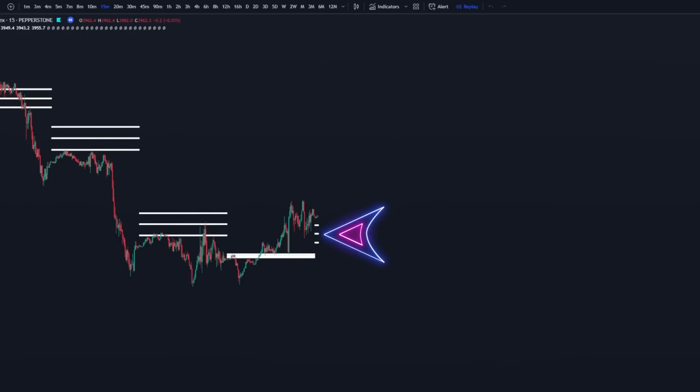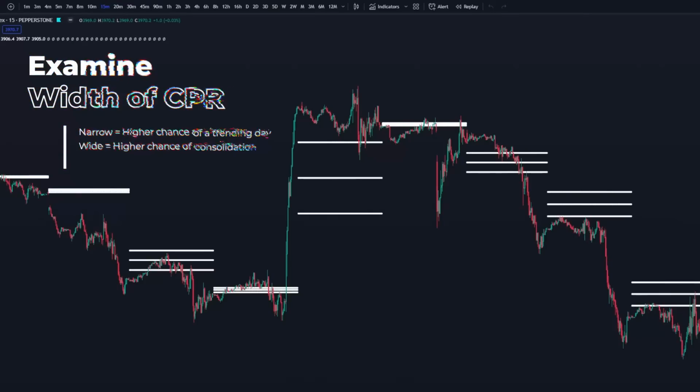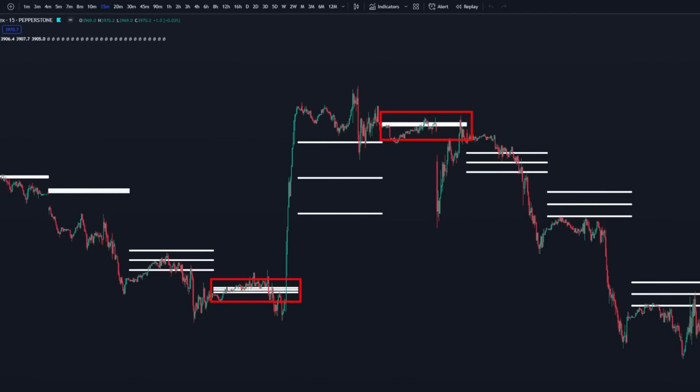As soon as the day opens, these three lines will be printed on your chart, giving you the opportunity to make a plan. For breakout traders, the width of the CPR can be a valuable tool in determining when the market is most likely to be trending. If the CPR is narrow, it's a sign that a trending day is ahead, as the price has been coiling up in a range previously and will likely lead to an expansion phase.